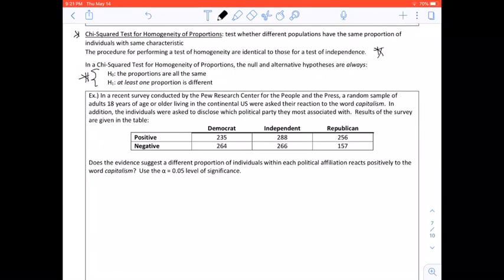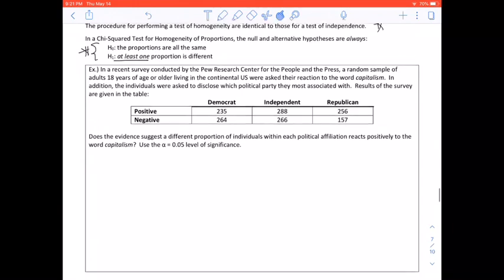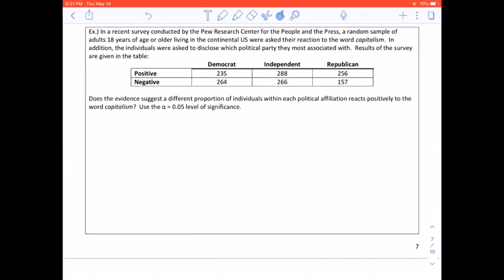H0 is going to be that the proportions are all the same. And H1 is going to be that at least one proportion is different. So, example here says, in a recent survey conducted by the Pew Research Center for the People and the Press, a random sample of adults 18 years of age or older living in the continental U.S. were asked their reaction to the word capitalism. In addition, the individual was asked to disclose what political party they most associated with. Results of the survey are given in the table below.